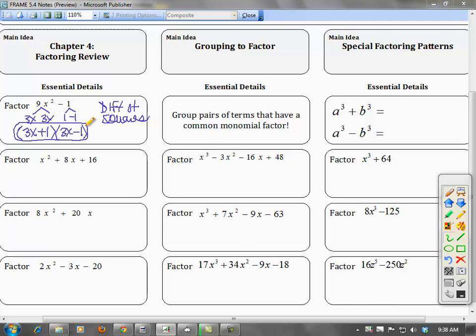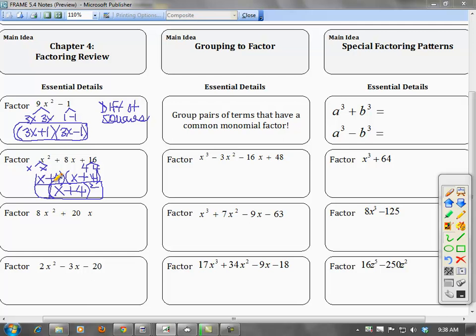The second type we looked at only had a single x squared. And so what we did is we looked and said, well, x squared is x times x. And 16 is 4 times 4 in this case, because 4 plus 4 adds to 8. And so we said, okay, this is x plus 4 times x plus 4. We don't write it as x plus 4 and x plus 4. We rewrite it as x plus 4 squared. Okay, and that was our basic type of factoring.